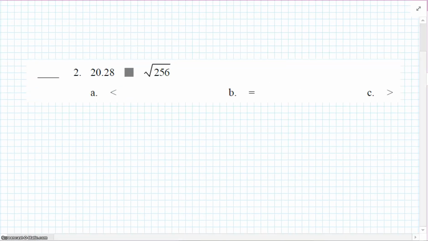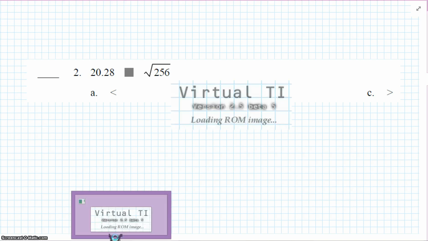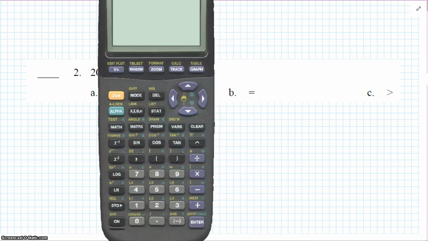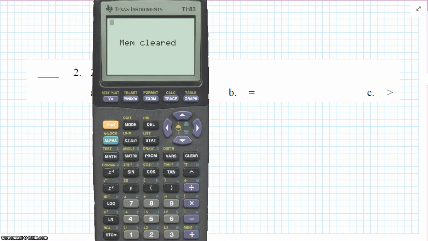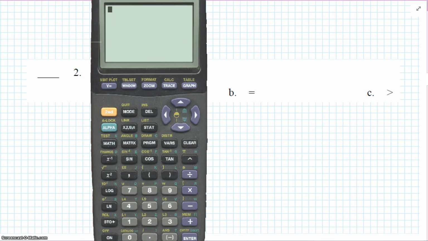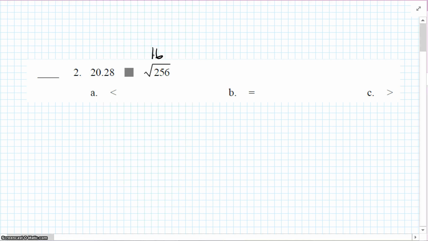Going on, number 2. All right, 20.28 and the square root of 256. Well, the square root of 256, if you're not sure, you can just plug that in your calculator, okay? And that should kind of solve some problems for us. So, let's see if we can put this in our calculator. The square root of 256, and again it should be 16, and it is. So which is bigger? Well, 20.28 is. So the answer is C.